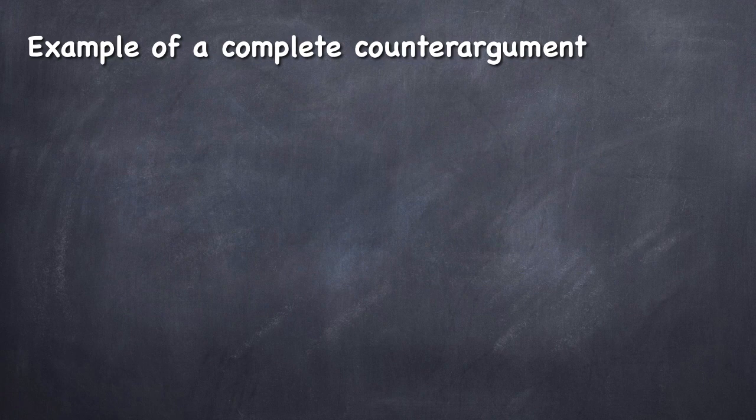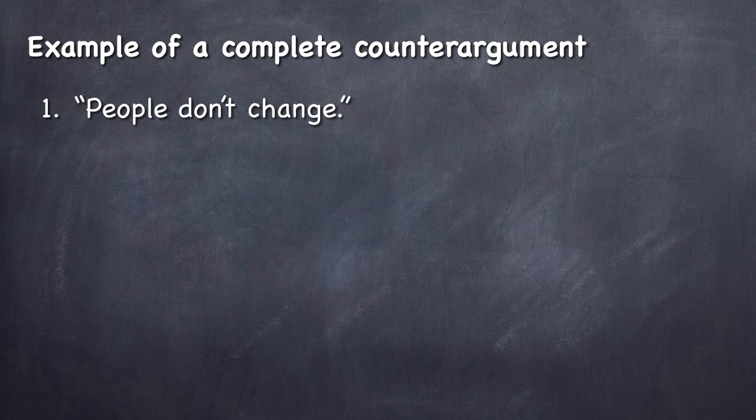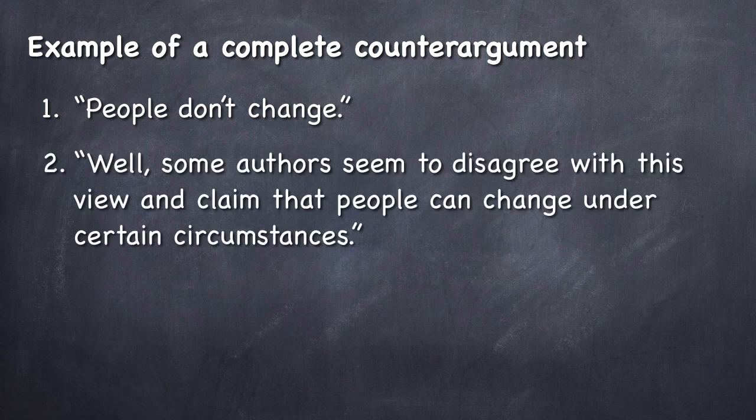Here's an example of a complete counterargument. Let's say our point is that people don't change. Okay, so now we want to add 2 juicy paragraphs. Here's the first one. Well, some authors seem to disagree with this view and claim that people can change under certain circumstances. This would be the argument against our argument.